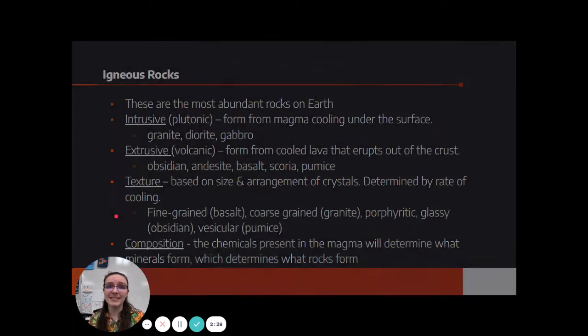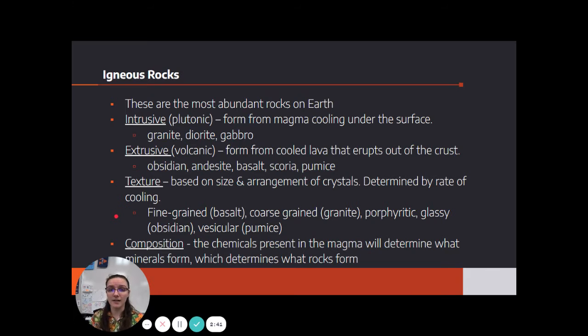So let's go a little bit deeper into each of the kinds of rocks, starting with igneous. These are the most abundant rocks on Earth. Most of the rocks on Earth are igneous rocks. There are two kinds of igneous, and we categorize them based on two different things. So the two kinds of igneous are intrusive or plutonic and extrusive or volcanic. We will mostly use intrusive and extrusive in this class.